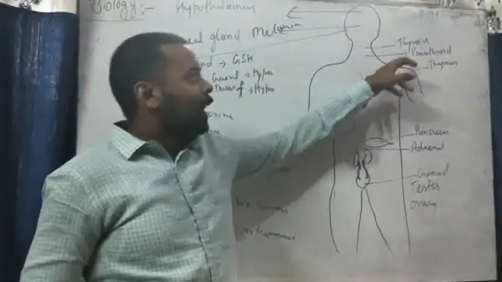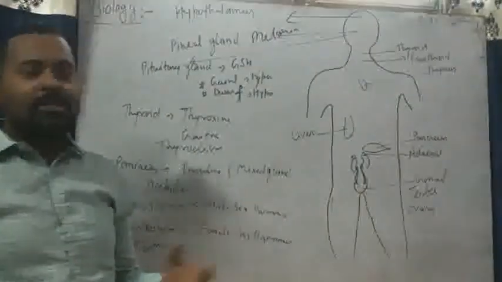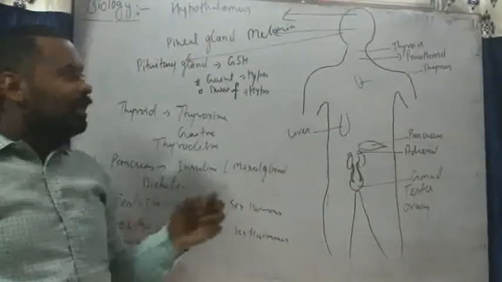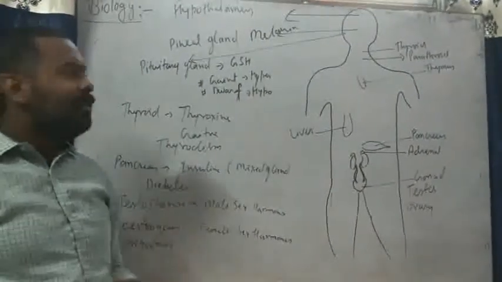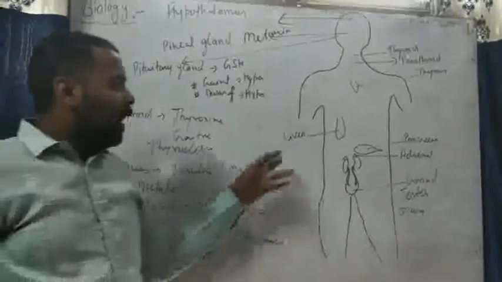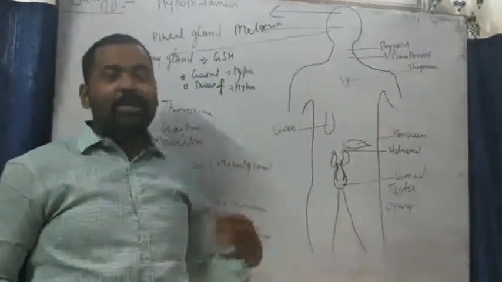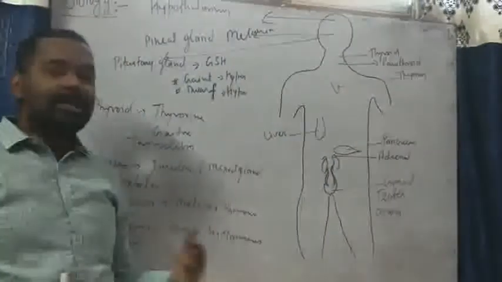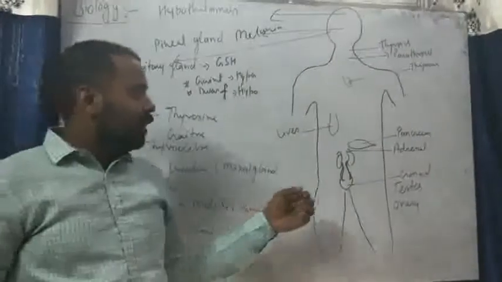Near the thyroid, another gland is there which is named the parathyroid, which secretes parathormone. These hormones regulate or balance the calcium and phosphorus level in our body. Another gland which is present after the stomach is the liver, which is the largest gland present in our body, which secretes bile juice and helps in the digestion of fat molecules.